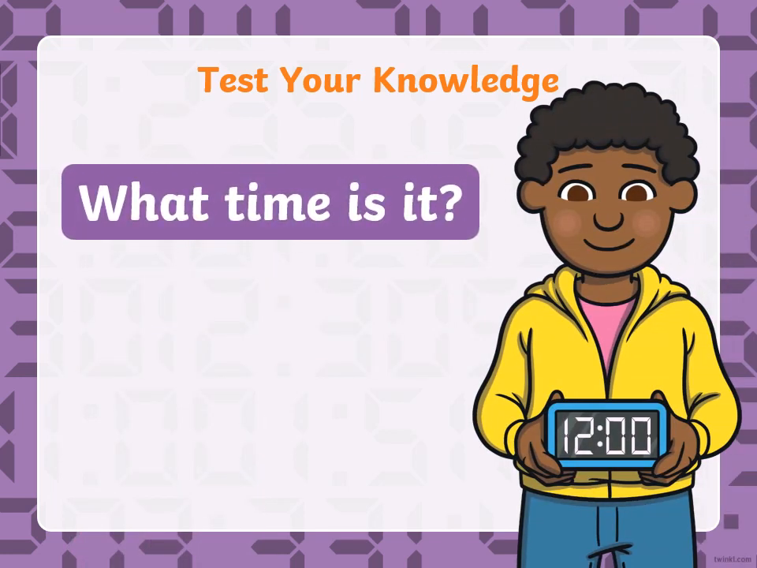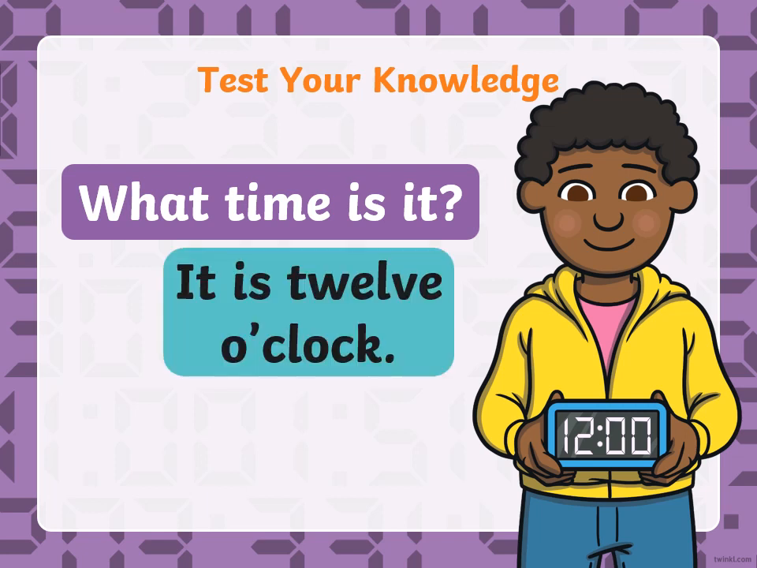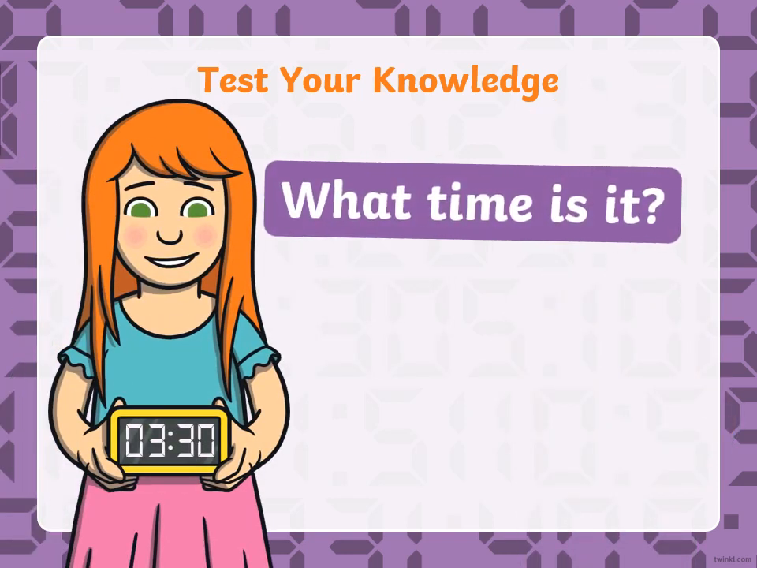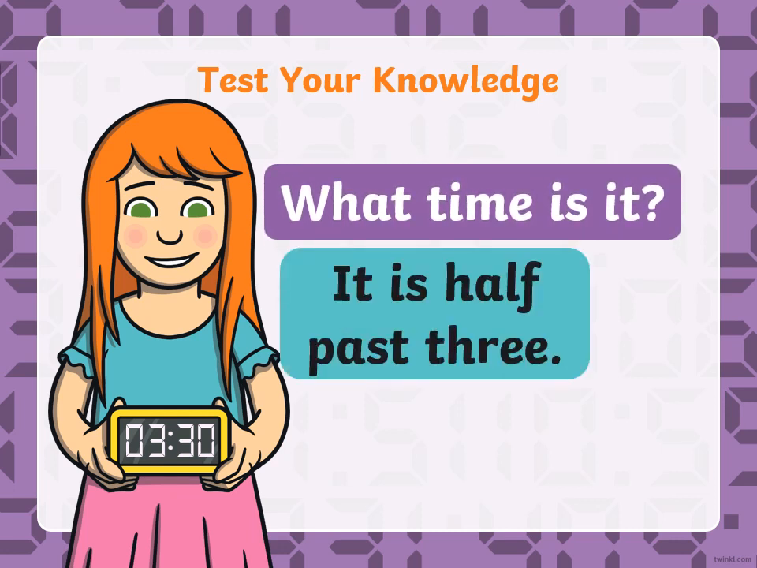What time is it? Do you know? Say it aloud. That's right, it's 12:00. What time is it? It is 3:30. Do you think you could say that another way? Have a think. Start with the 3. Half past 3.